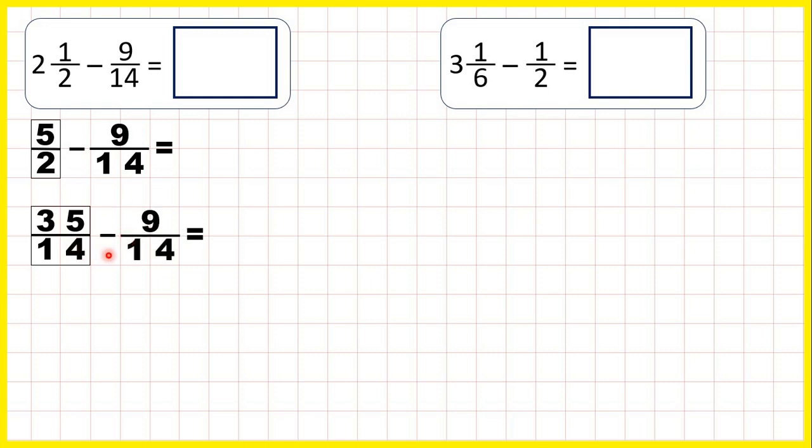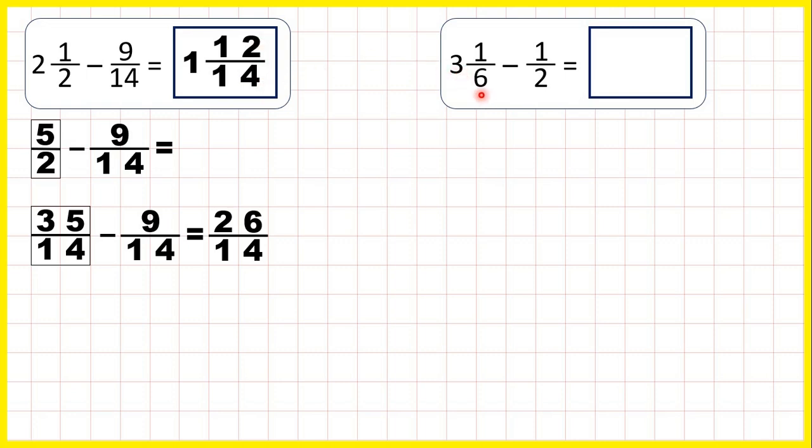So now we have a common denominator, so we can subtract. The denominator stays the same, and 35 minus 9 is 26. So our answer is 26 over 14. But if we want to change that back into a mixed number, we can divide. 26 divided by 14 is 1, remainder 12, because 1 times 14 is 14, but then we need 12 more to get to 26, and our denominator stays at 14. So our answer is 1 and 12 over 14.